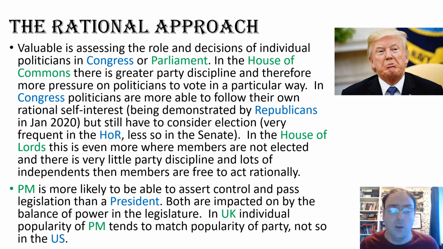Now, another pair of people you might look at in terms of the rational approach are the Prime Minister and the President. So both try and assert their control over the houses of the legislatures, and they both try and pass legislation, and both are impacted on by the balance of power in the legislature. In the UK, individual popularity of a Prime Minister tends to match the popularity of a party. So if you've got a really popular Prime Minister, then they've probably got a big majority, whilst you can have a very popular US President who doesn't have a majority. And this, for example, was seen with Obama.